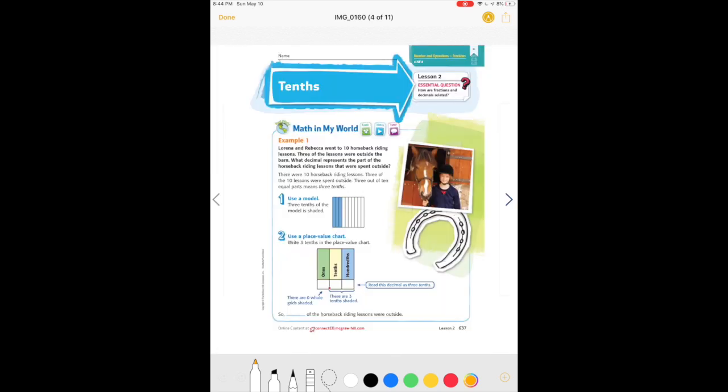All right, we've already done the modeling of tenths, so lesson 2 should be super easy. It's just a different way to think about it without using models, all right? Example 1.